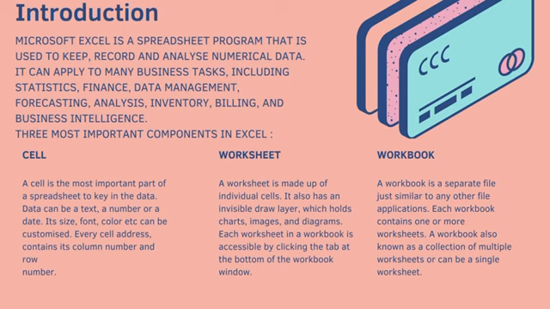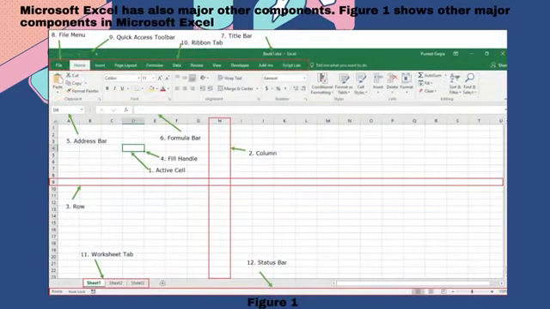There are three most important components in Excel, which are cell, worksheet and workbook, as shown in the slide. Figure 1 shows the other major components in Excel. The other major components are active cell, column, row, fill handle, address bar, formula bar, title bar, file menu, quick access toolbar, ribbon tab, worksheet tab, and status bar.